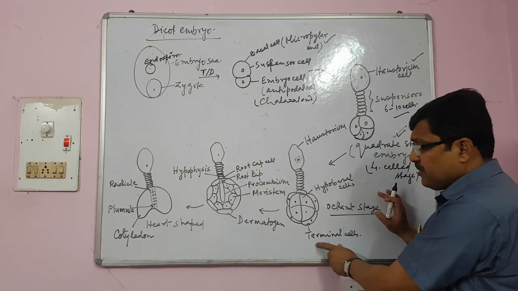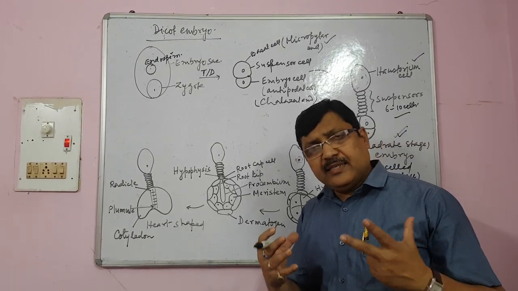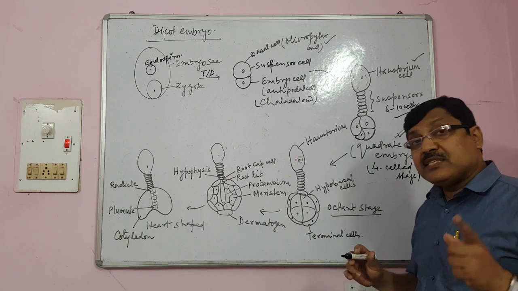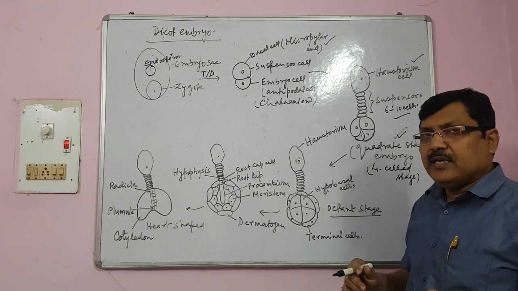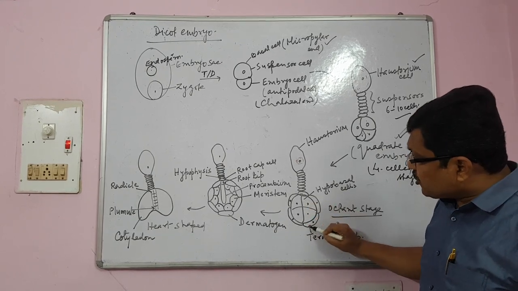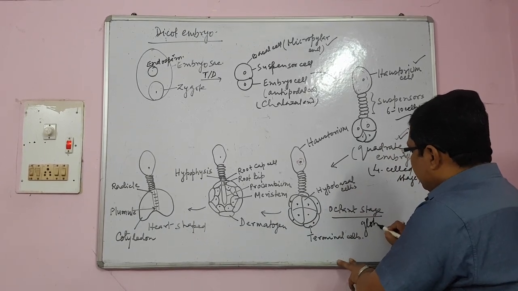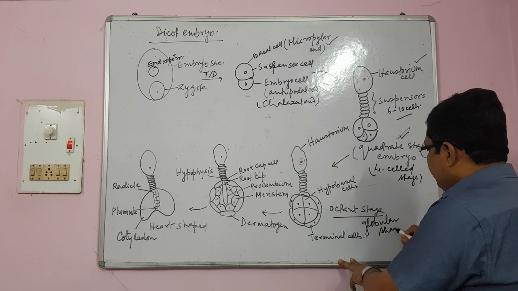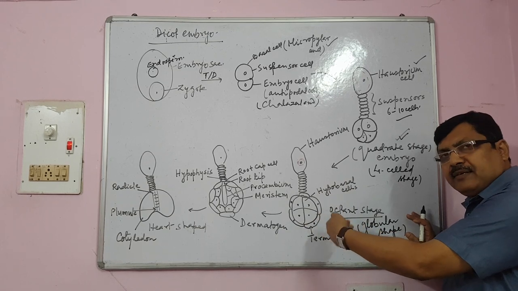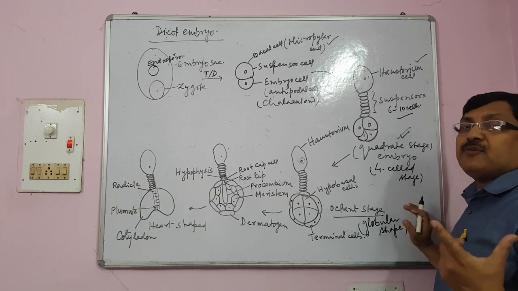These terminal cells play a very important role in the development of plumule as well as cotyledons, whereas these hypobasal cells play a very important role in the development of radicle. Now, this structure looks like a ball, so this is the globular shape. That's why this embryonal developmental stage is also called the globular stage of the embryo.